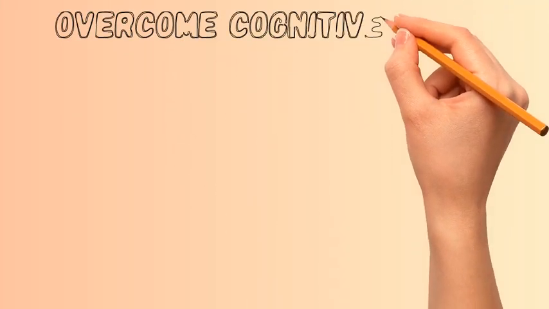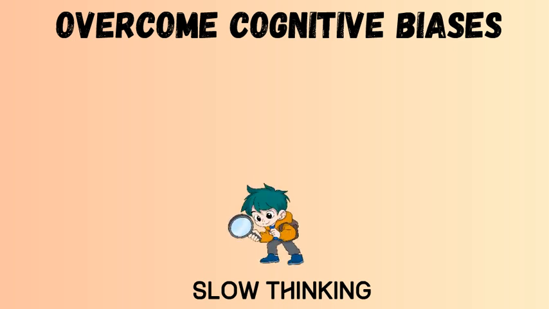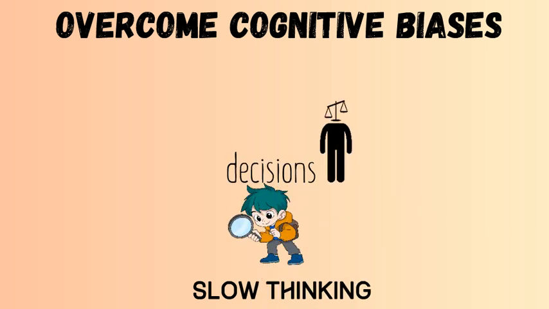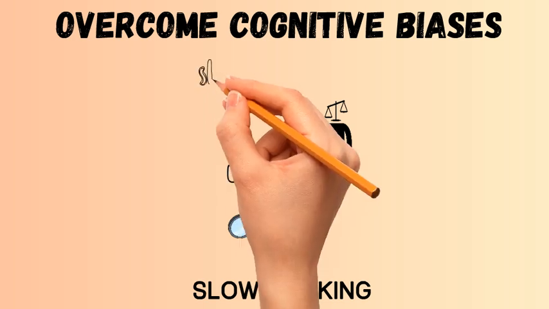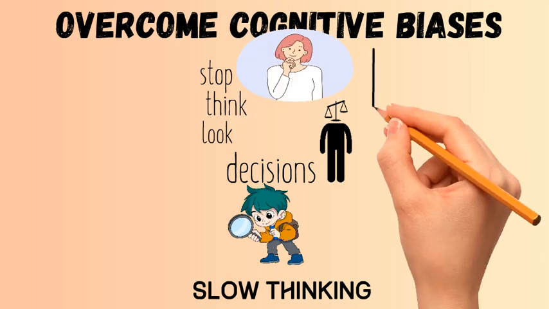Strategies to overcome cognitive biases. Slow thinking. If we take our time and think carefully when making decisions, we can lessen how much cognitive biases affect us. Taking it slow means we stop, think, and look at things from different angles before we decide. Doing this can help us make smarter and better decisions based on good thinking.